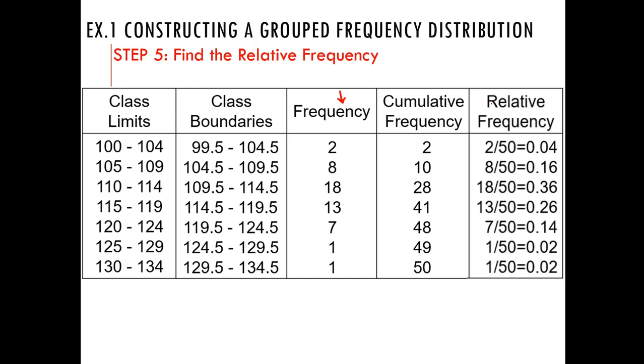Sometimes Mrs. Littlefield forgets the order in which the table is set up. So sometimes you could go from class limits to frequency to cumulative frequency to class boundaries. So just make sure that you're filling out the appropriate column for the appropriate thing. And even if the steps are kind of out of order, that's okay.